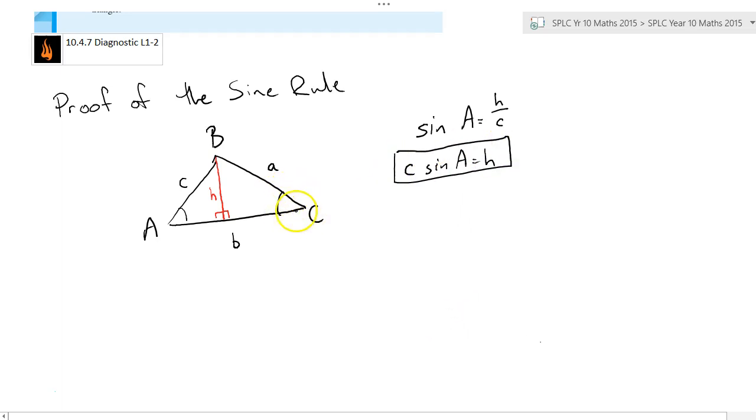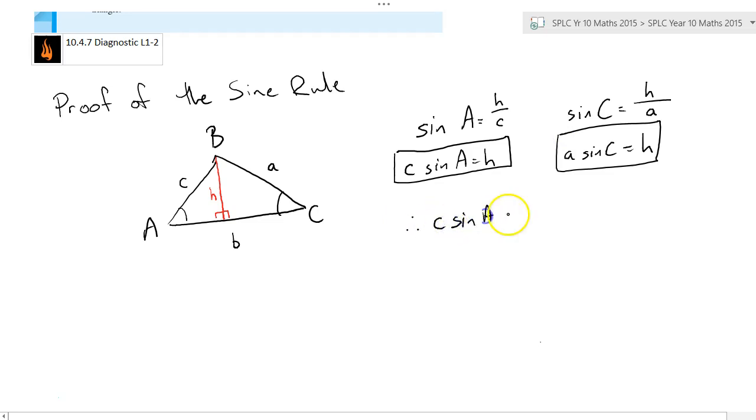I can do the same thing over here with angle C. I could write the sine of C equals the opposite side, the height of the triangle, divided by the hypotenuse, which is a. So I get a multiplied by sine C is also equal to the height. If each of those expressions are equal to the height, I can have c multiplied by sine A must be equal to a sine C.